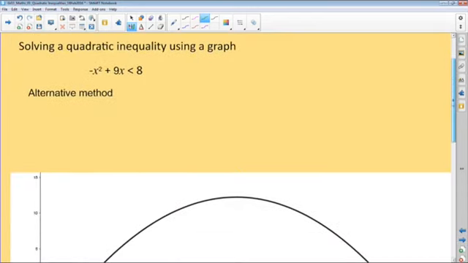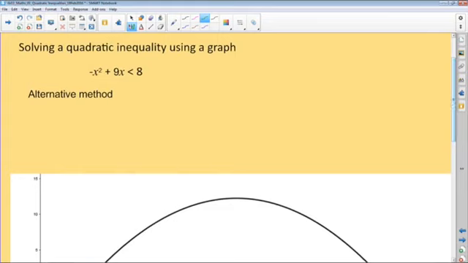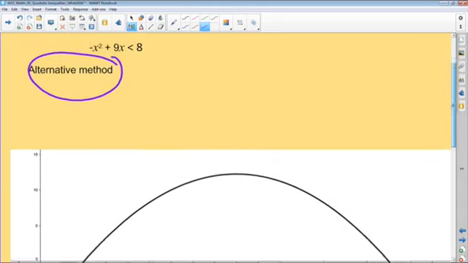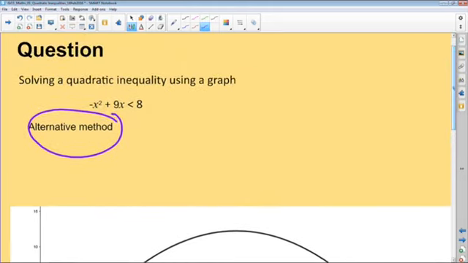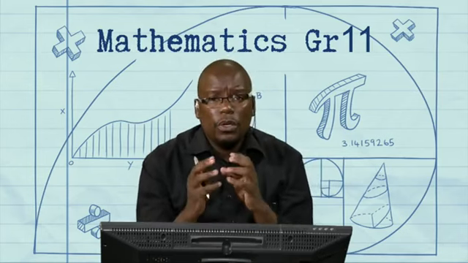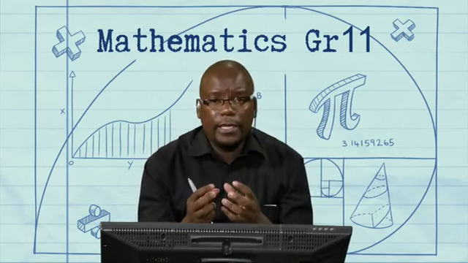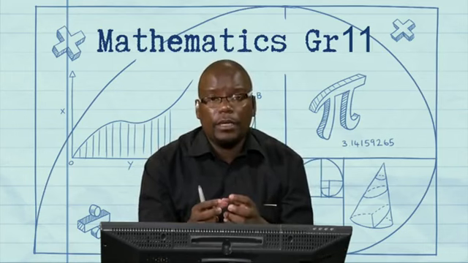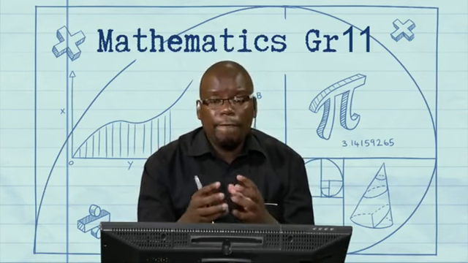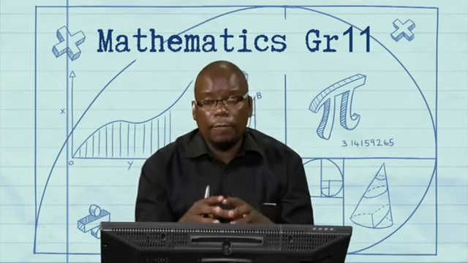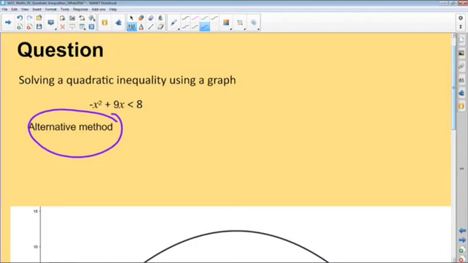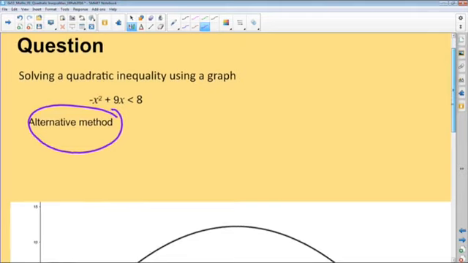Okay, now we're solving this quadratic inequality using a graph. This is our alternative method, all right? Now, what I'm going to do here is I'm not treating these two graphs separately. I'm going to apply algebra, and then from there, factorize, and we read off the graph. So that is what we have done there in the previous example.